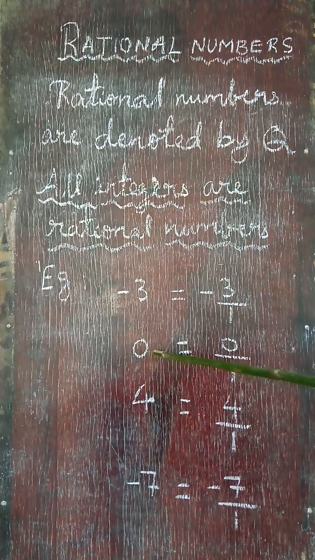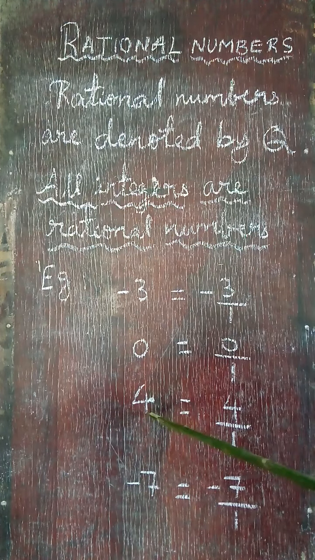Next example 0. It is an integer. நம்ம இதை எப்படி எழுதலாம்னா 0 by 1. a by b formula இருக்கு. நம்மளுக்கு b தான் 0வா இருக்கக்கூடாது, டினாமினேட்டர் தான் 0வா இருக்கக்கூடாது, நியூமரேட்டர் 0வா இருக்கலாம். So 0 by 1 நம்ம எழுதலாம். So it is in the form a by b. So 0 is an integer, 1 is an integer. So they are called as rational numbers.